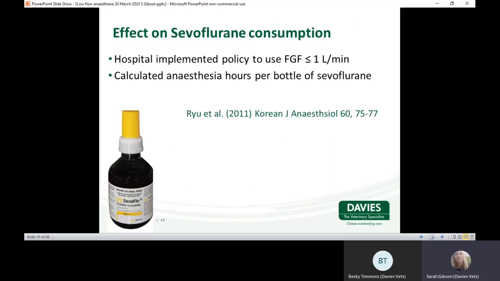In a different study, they implemented a low fresh gas flow policy throughout the hospital department, which meant a maximum of 1 litre per minute was allowed for the maintenance of anaesthesia. When a change in volatile concentration was needed, the fresh gas flow rate was allowed to be increased to 2 to 3 litres per minute and then reduced back down to 1 or less. They calculated the number of anaesthesia hours per bottle of sevoflurane to see how the use was changing.